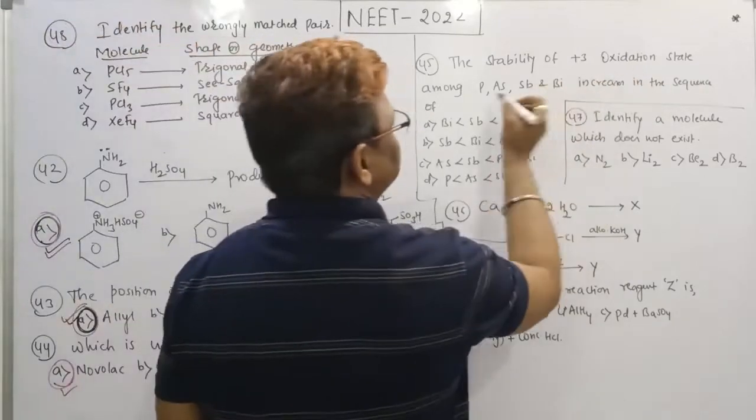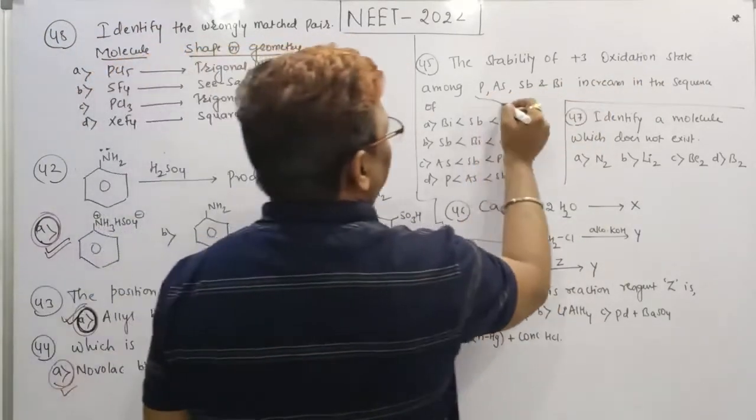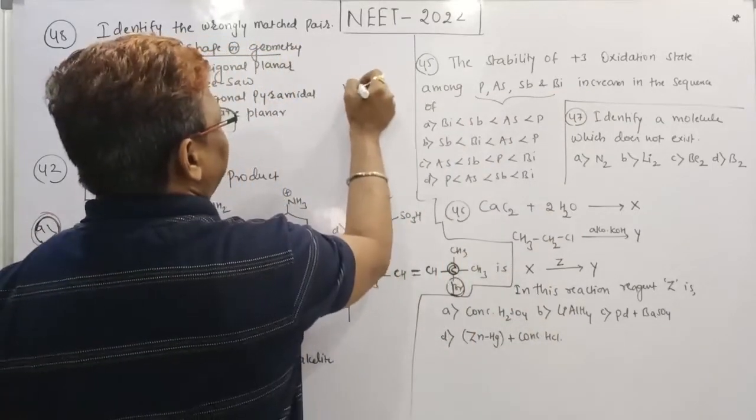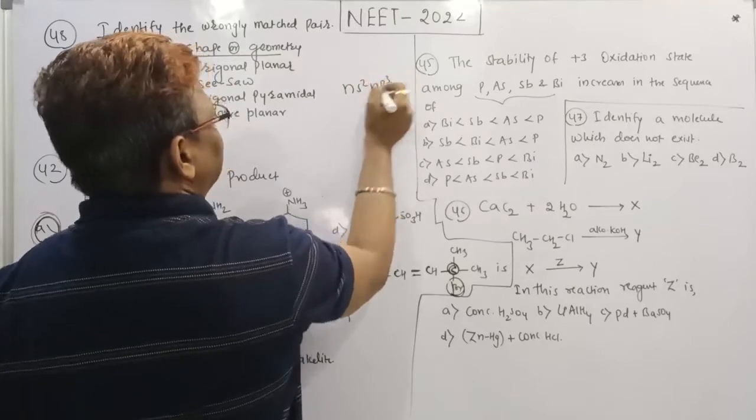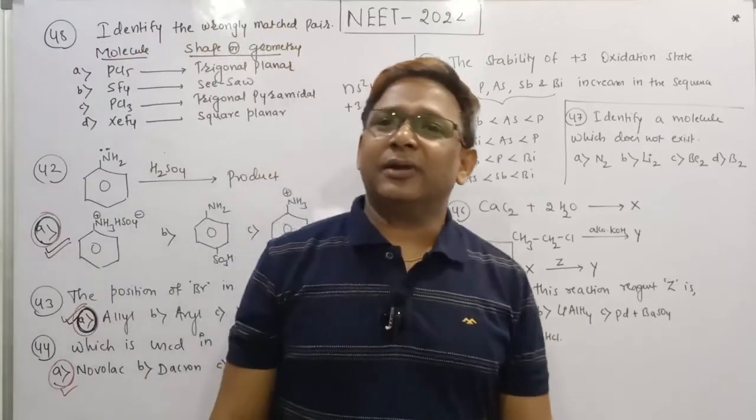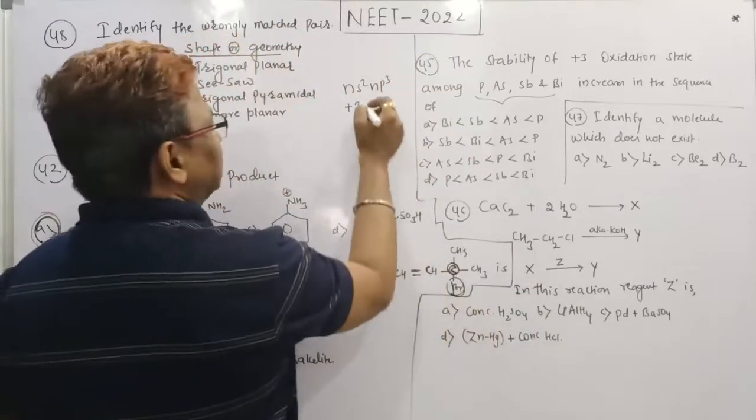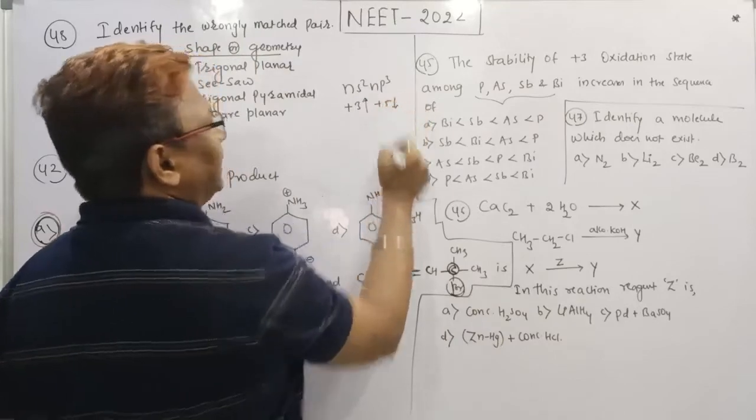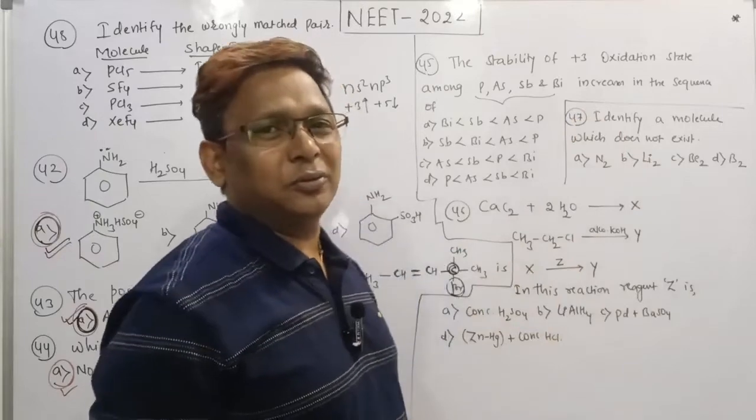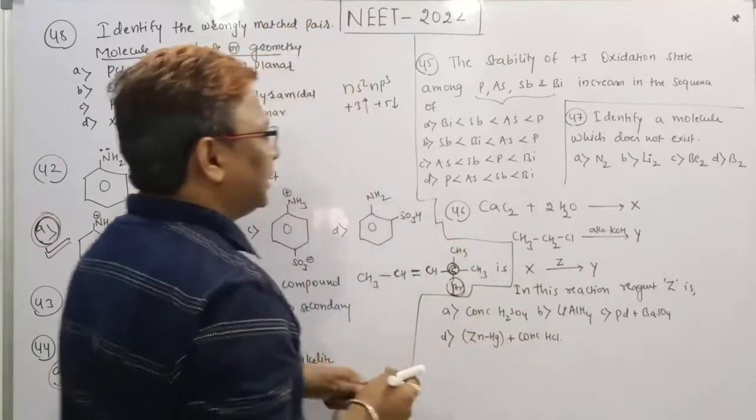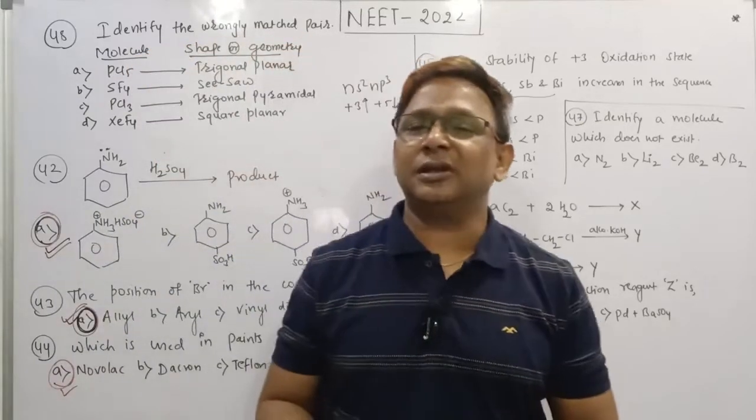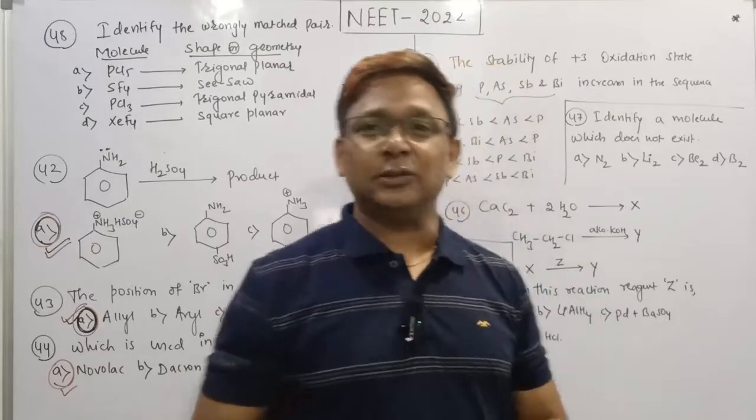Stability of plus 3 oxidation state among all. Do you know what these are? All are 15th group elements, and the general configuration of 15th group elements is ns2 np3, which means they will have plus 3 and plus 5 oxidation states. But as we come down the group, stability of plus 3 increases, but stability of plus 5 decreases. They are asking about stability of plus 3, which obviously increases down the group: phosphorus, arsenic, antimony and bismuth. So this is the correct order of stability of plus 3 oxidation state given by the nitrogen family, the 15th group elements.